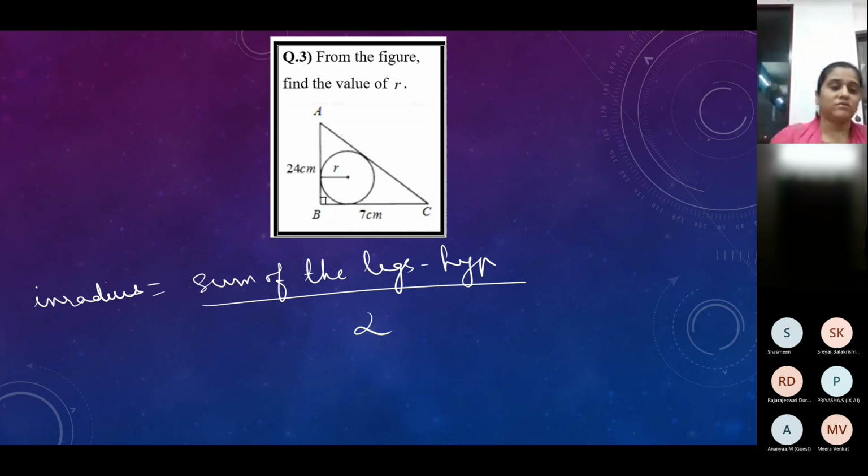Tell me the answer now. Use this and tell me the answer. What's the inradius? Tell me the answer. Sum of the legs minus hypotenuse by 2. Online students, what's the answer?